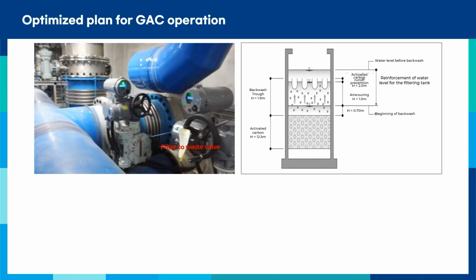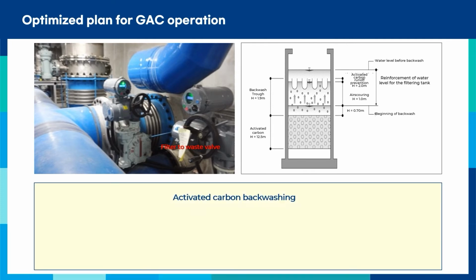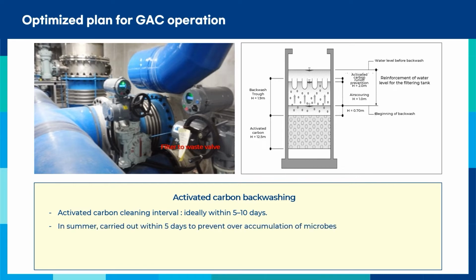When operating activated carbon, backwash is the most important part. The activated carbon backwash cycle is preferably within 5 to 10 days, depending on the water temperature. Especially in summer, microbes can proliferate excessively and leak on the surface of the activated carbon. So, it is preferable to backwash within 5 days.